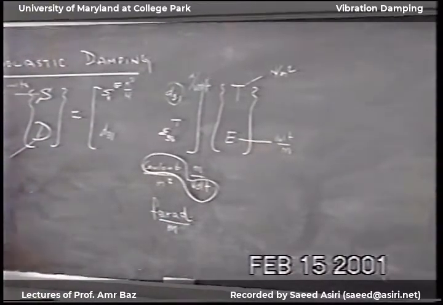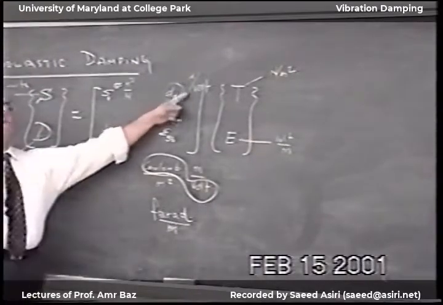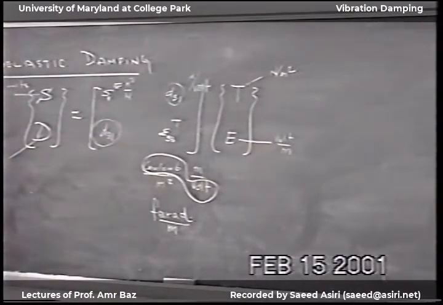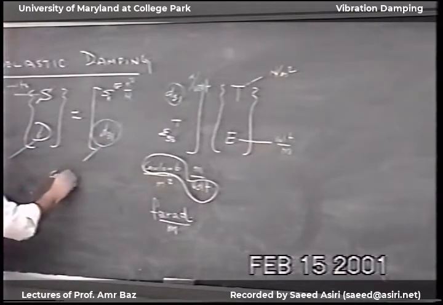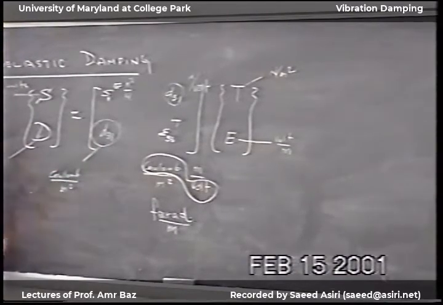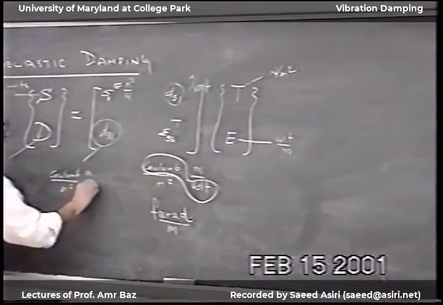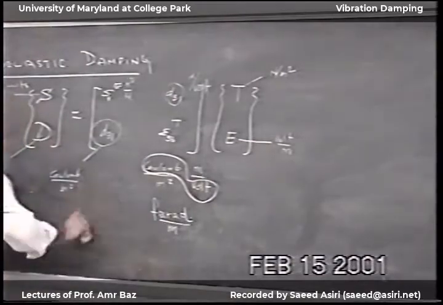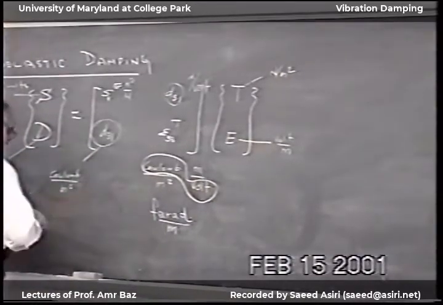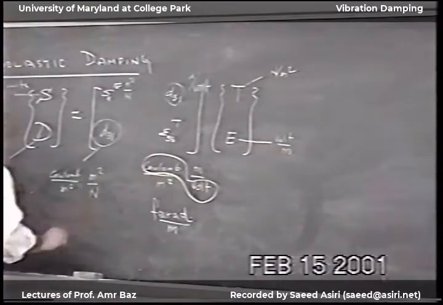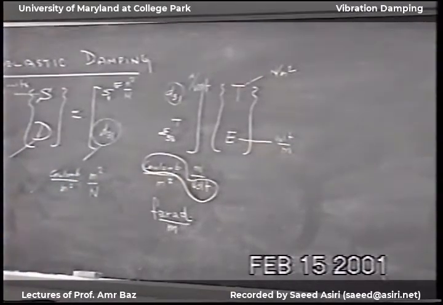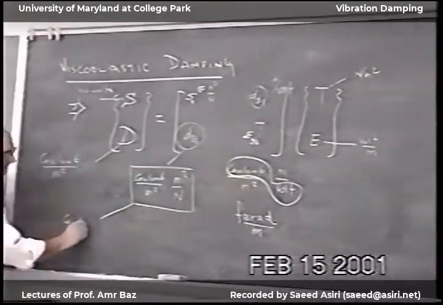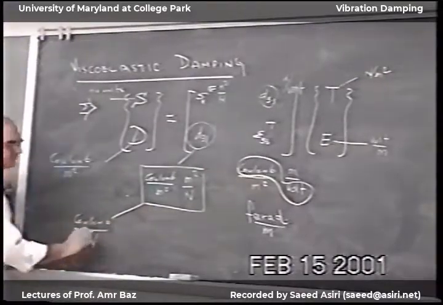Now the last unit, this unit, has to be like this. But this unit now, if I get it from the bottom equation, will be coulomb per meter squared multiplied by the stress units, which is meter squared per Newton. Okay, so this gives coulomb per Newton.